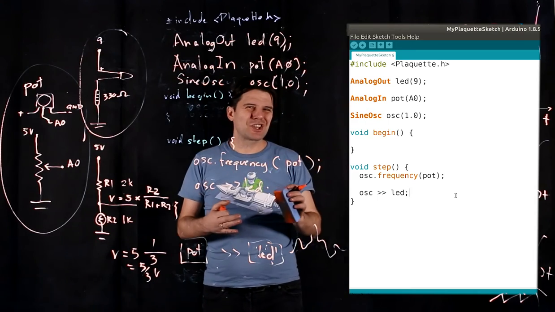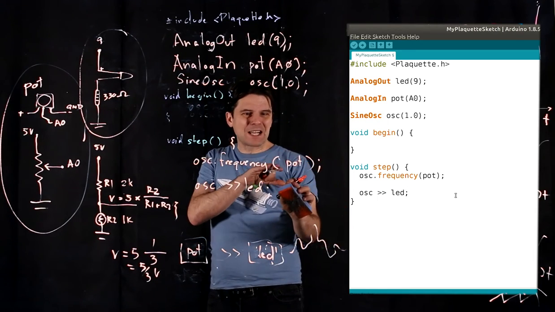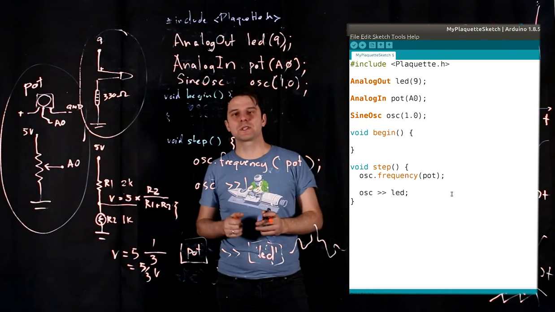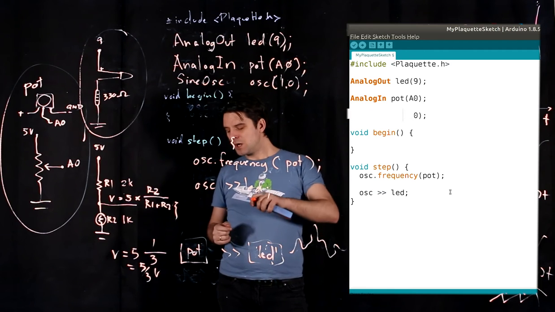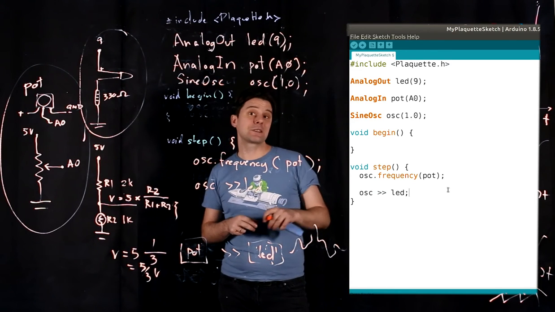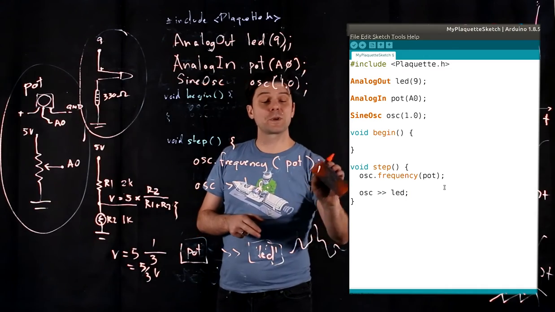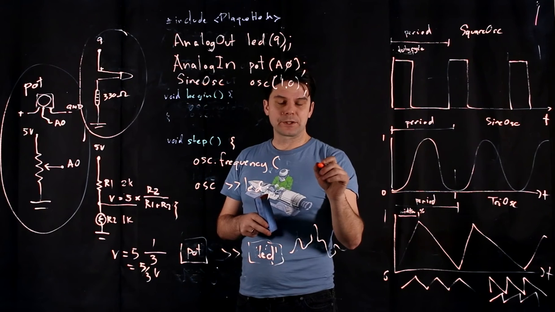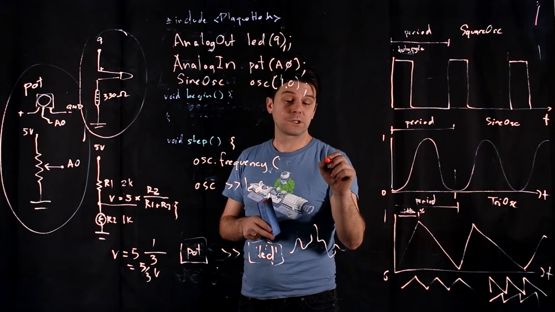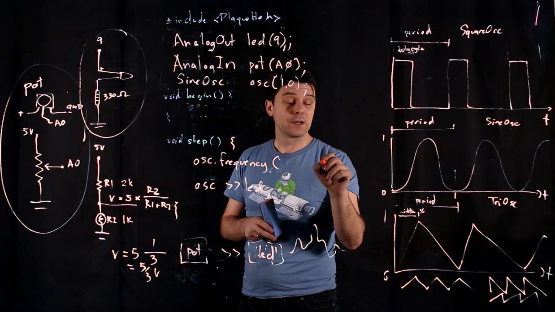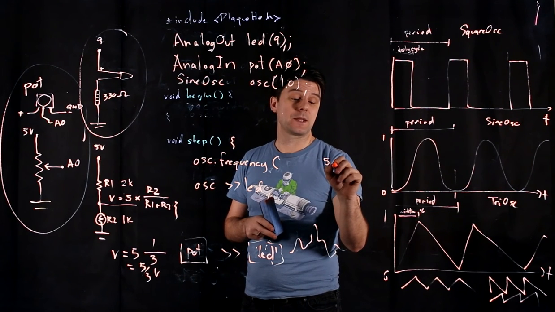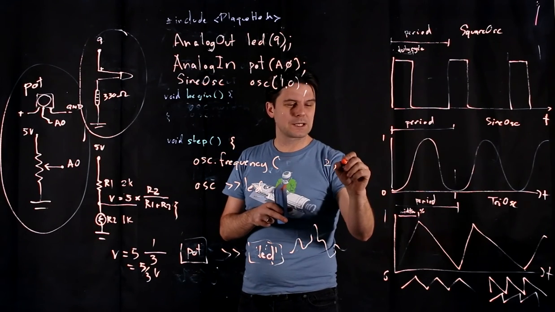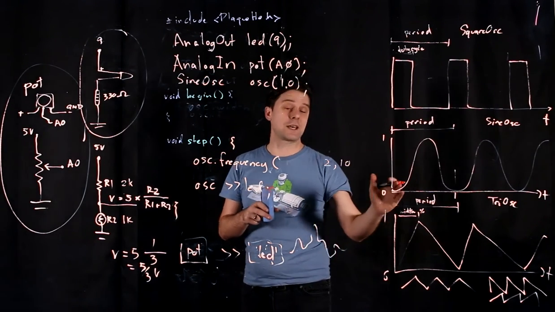So maybe I'll want to remap that value into something within some more interesting ranges. Let's say when the potentiometer is at 0, I would like the frequency to be, I don't know, 2 times per second. And then when it's full, I'd like it to be 10 times per second. So it's going to go faster.